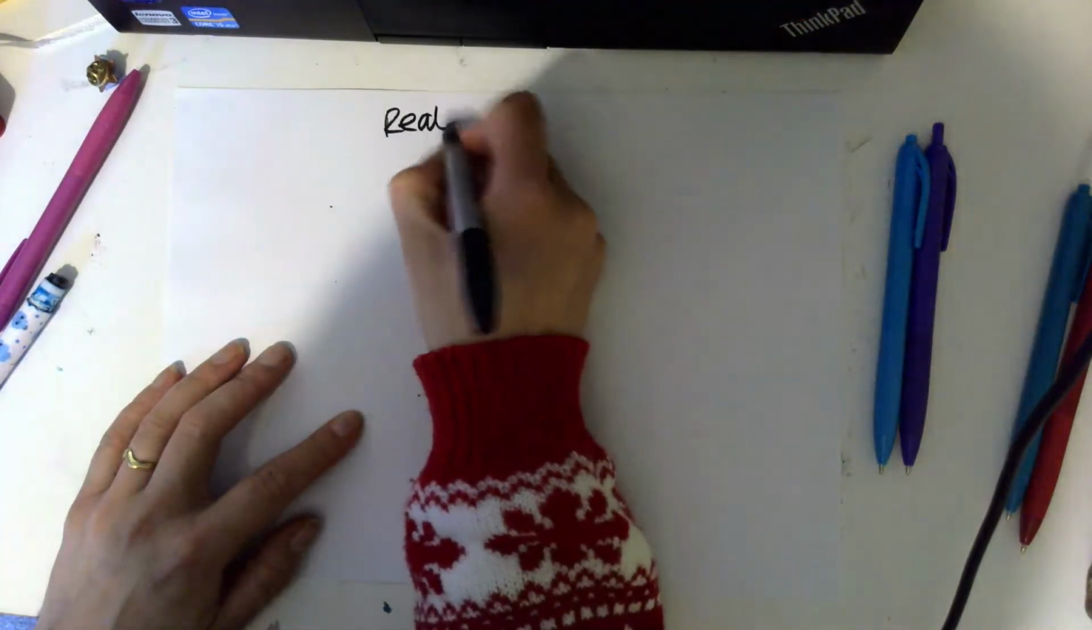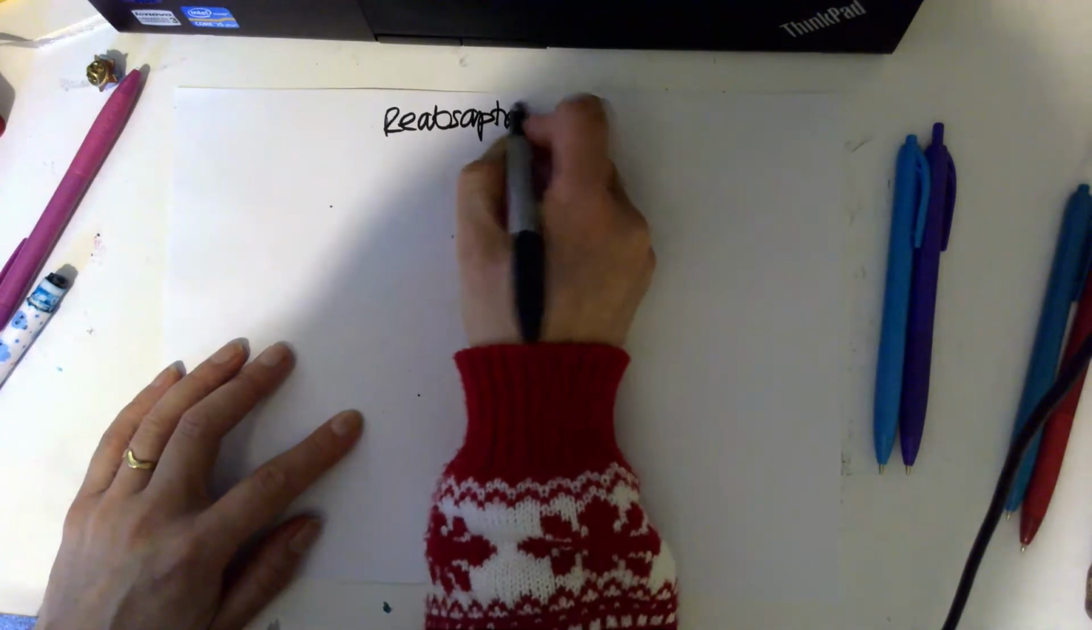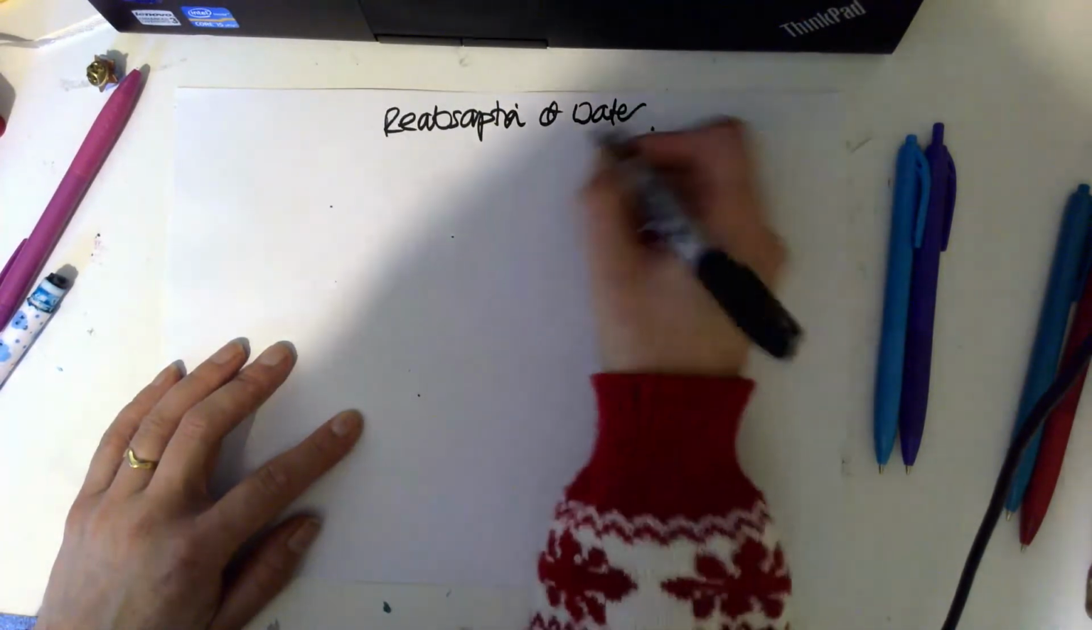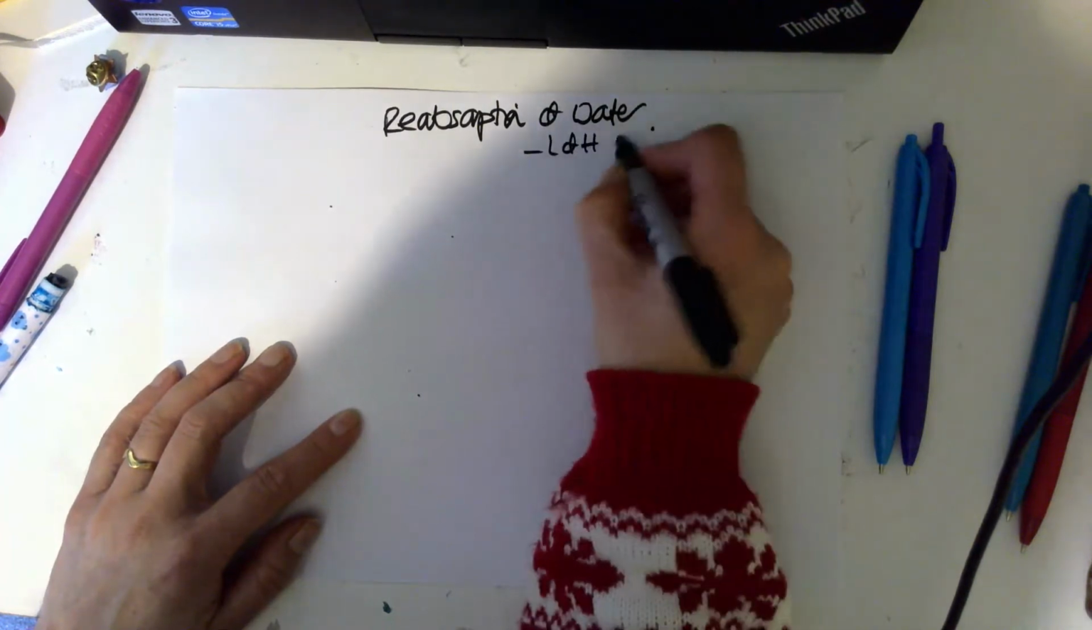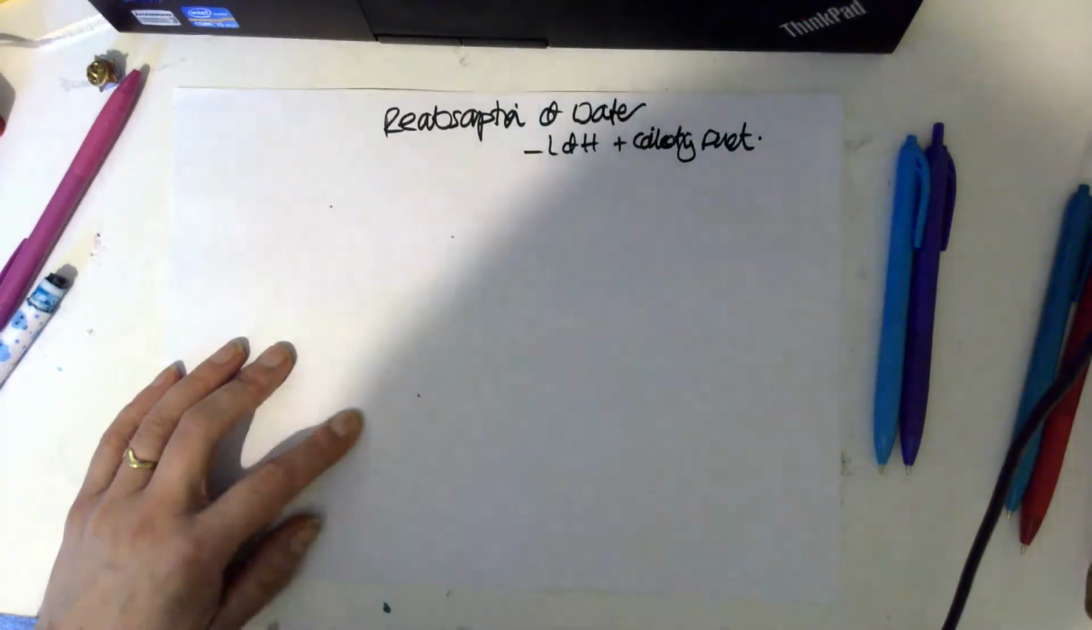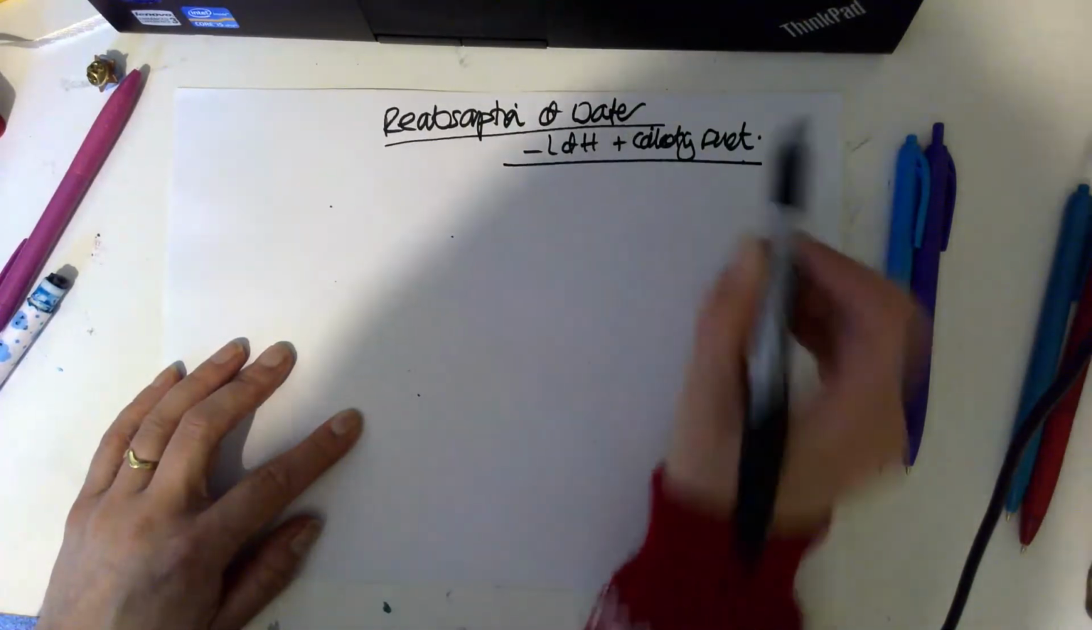So reabsorption of water. Okay, so it actually involves a few tubes. So it's the loop of Henle and also the collecting duct. So let's just draw those out. So reabsorption of water in the collecting duct.